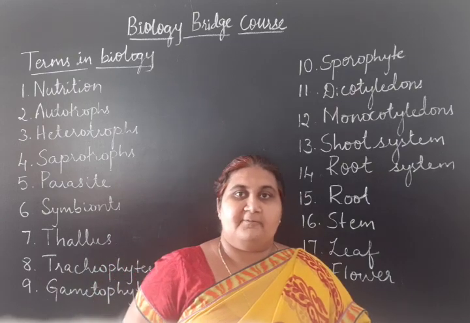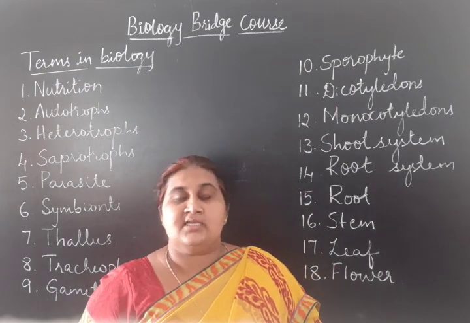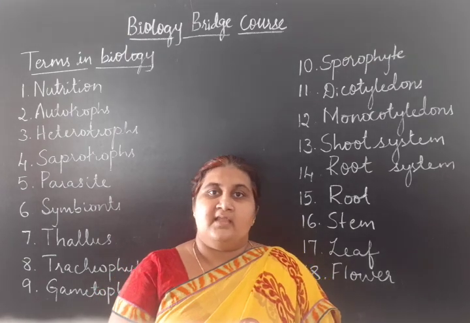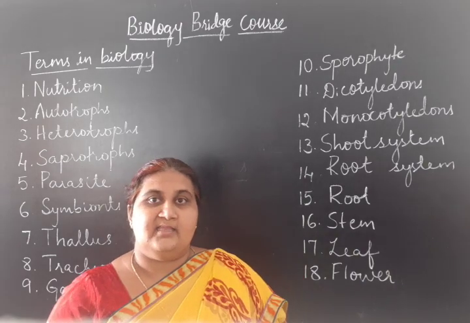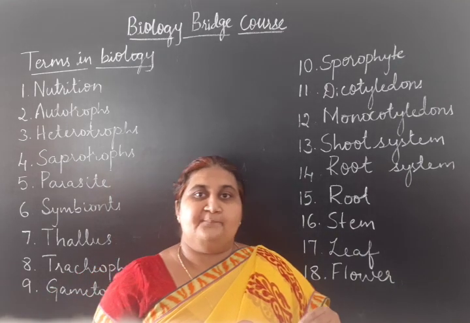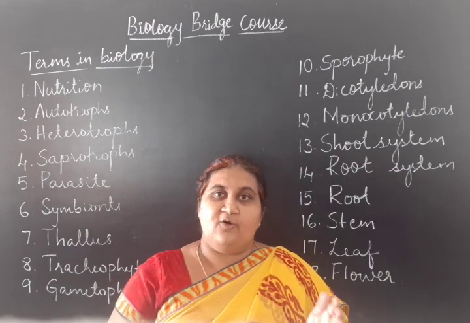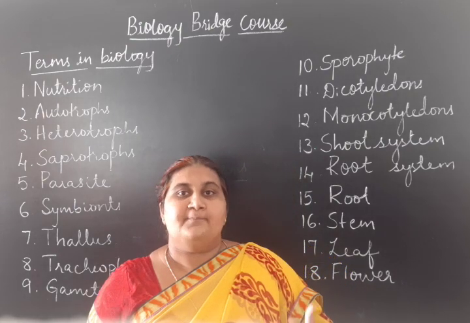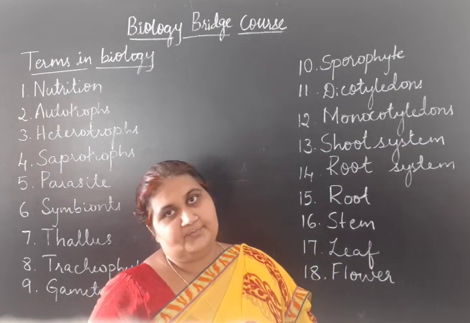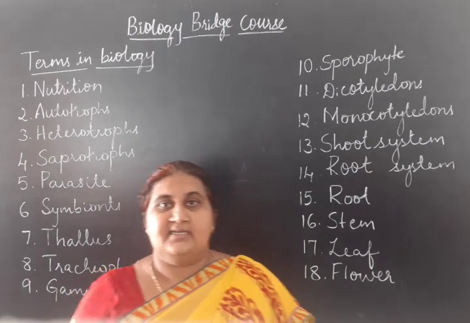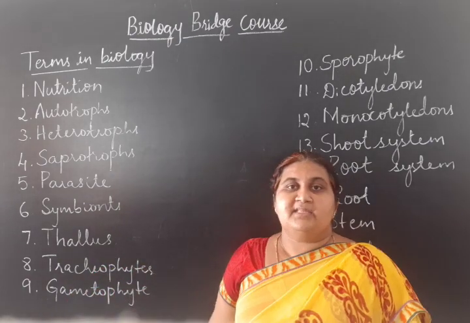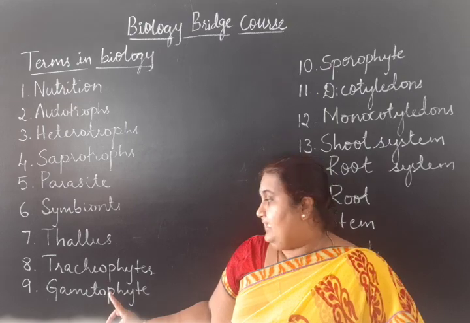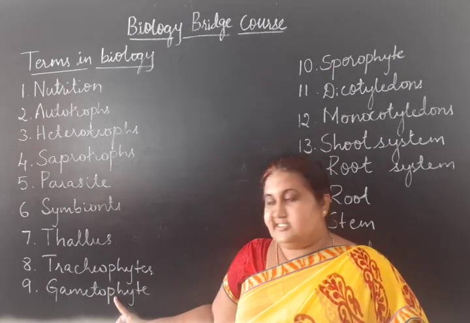In Bryophytes, the main plant body is the Gametophyte, which produces Antheridia and Archegonia. Antheridia produce male gametes, and Archegonia are the organs in which female gametes are produced. So the term Gametophyte means the plant body that produces the gametes, male gametes or female gametes.